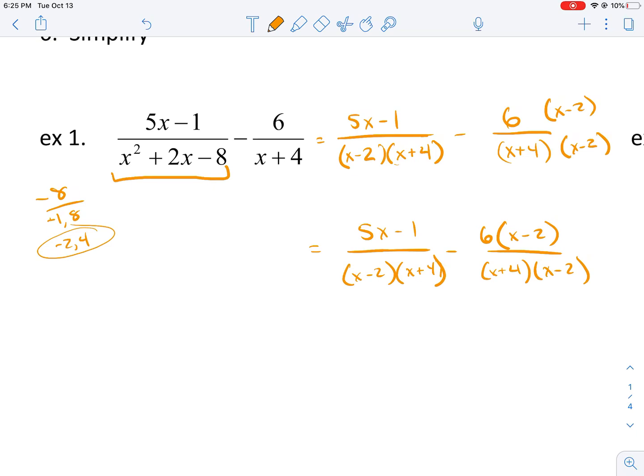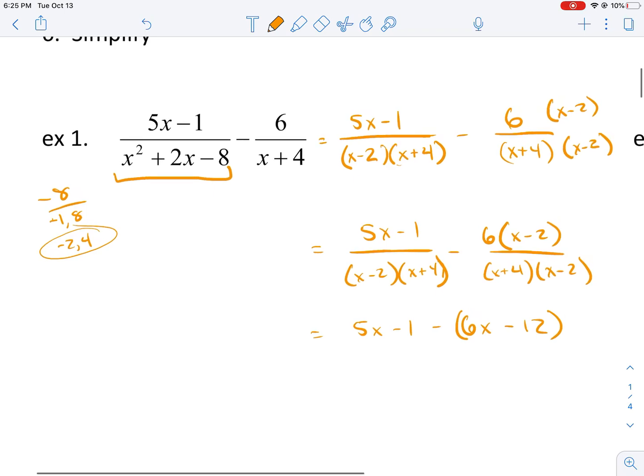I'm going to distribute that 6. So I get 6x minus 12. Notice I didn't distribute that negative sign yet. I just distributed the 6, but then I brought the rest of it over. Hopefully I didn't jump too quick there. So I distributed the 6, and then I put that subtraction sign in front of it. I haven't distributed that negative sign yet. x minus 2, x plus 4.